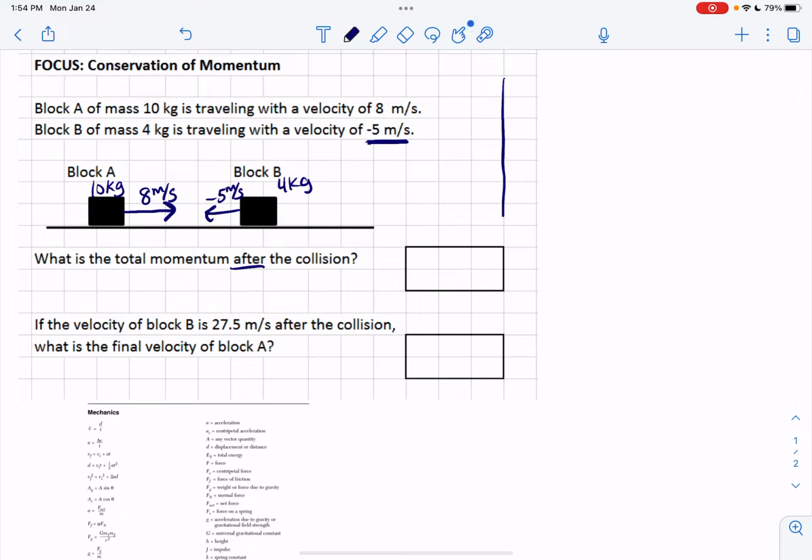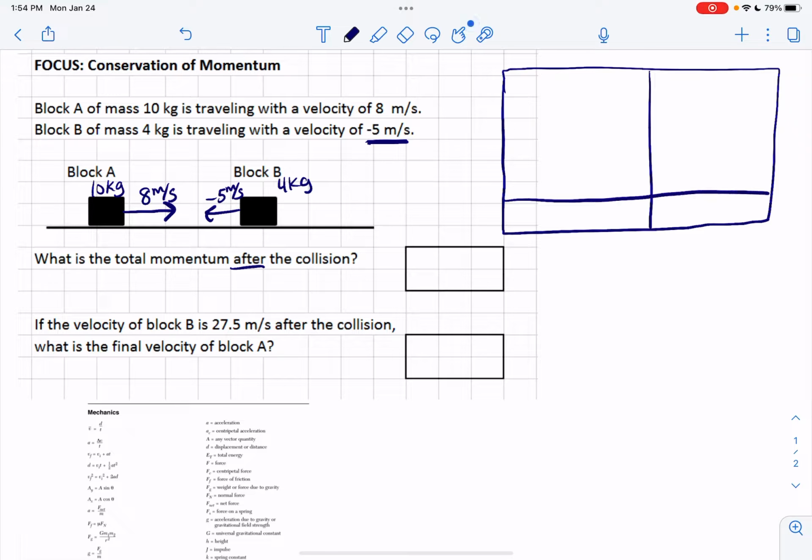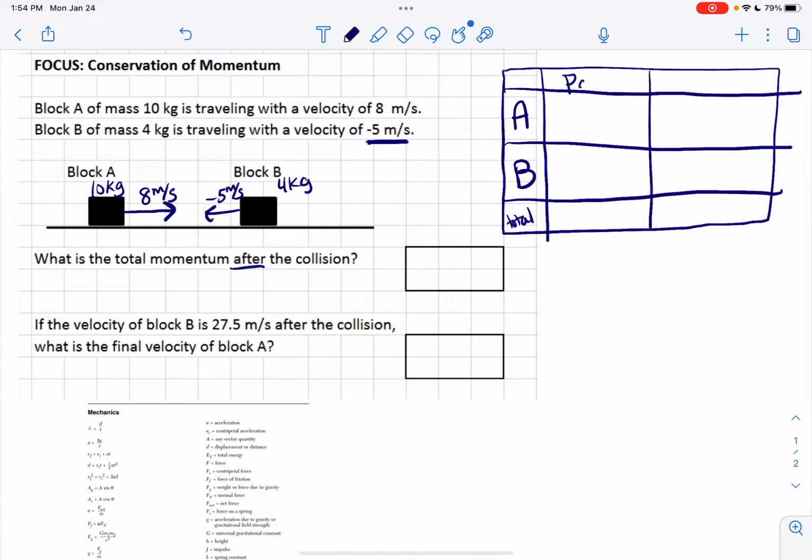So I'm going to make a table, and I highly recommend this strategy when solving momentum problems. We're going to want to find the total momentum. We're going to need the momentum of block A, the momentum of block B, and then we're going to find the momentum before the collision, and then the momentum after the collision.